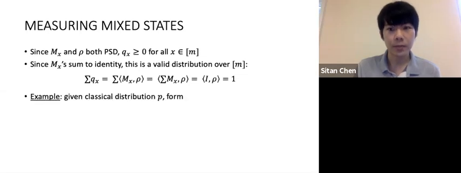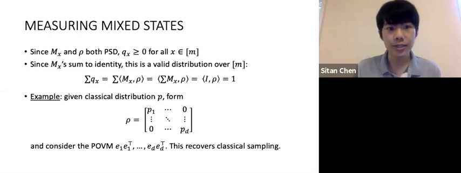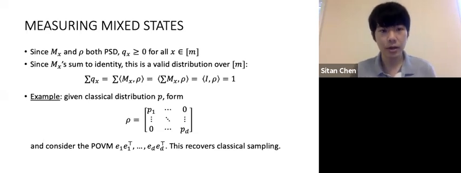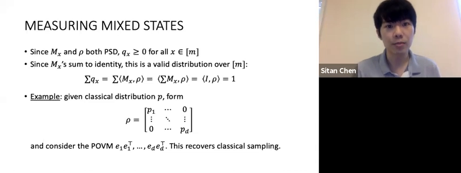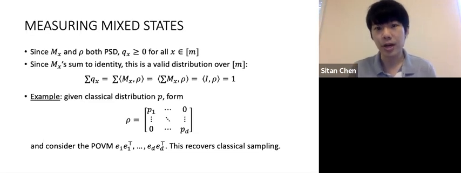And in particular, this formalism of measuring quantum states subsumes classical distribution sampling. Okay, so given a classical distribution P, we can consider the mixed state, which is just the diagonal matrix given by entries of P. And if we measure in the standard basis, so if we use the POVM given by projections to the standard basis vectors, then you'll see that the probabilities q sub 1 through q sub d are exactly equal to the marginals p sub 1 to p sub d. So this recovers classical sampling.